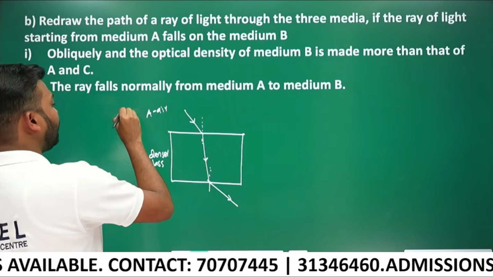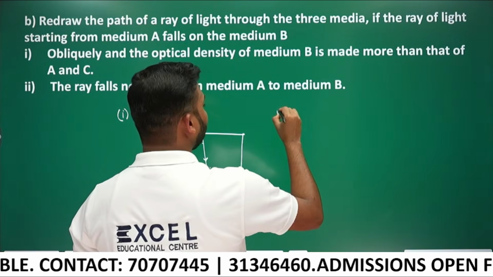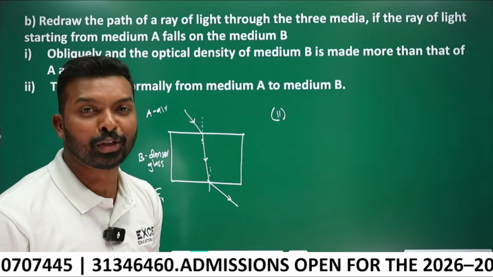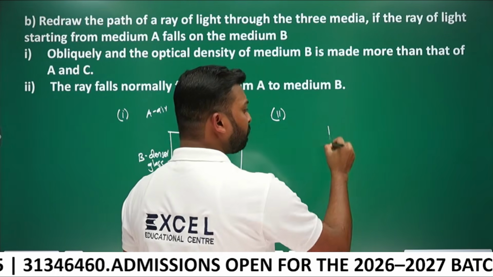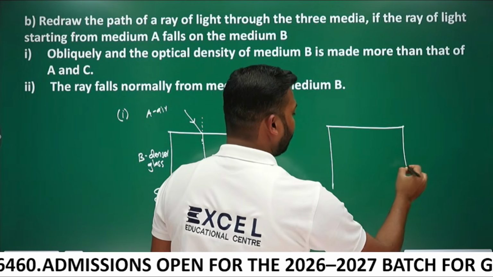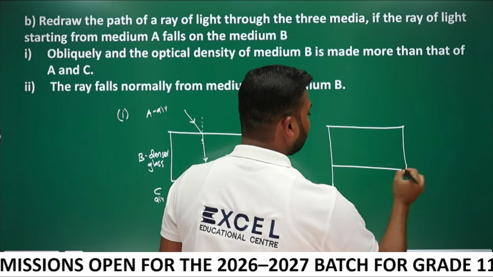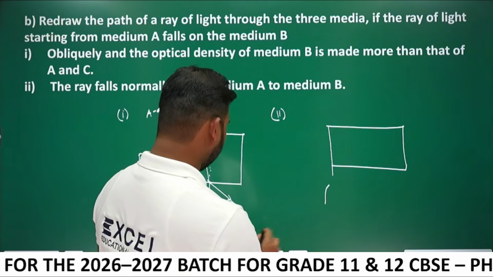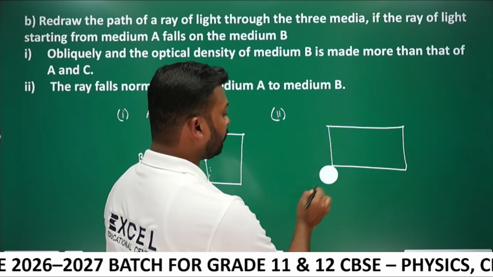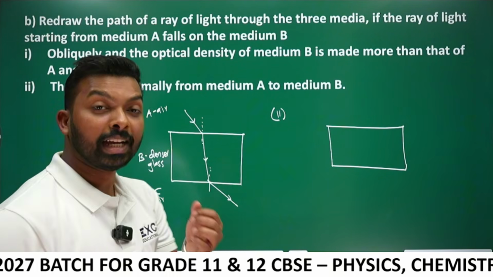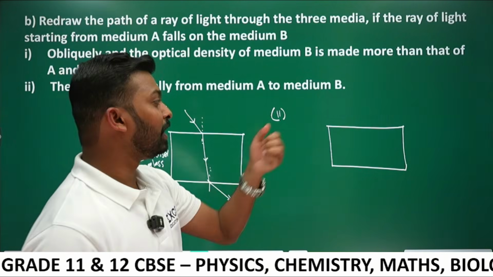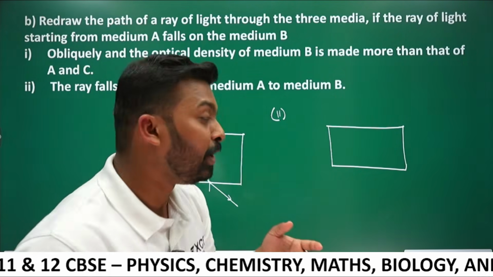Now the next one. Let's check. The ray falls normally from medium A to medium B. What does normally mean? A ray of light passing normally means it is coming at an angle of 90 degrees, perpendicular to this particular medium. Basically it is moving along the normal itself.